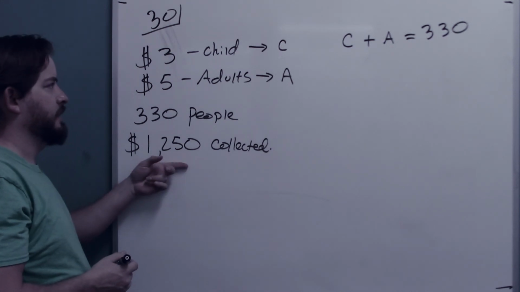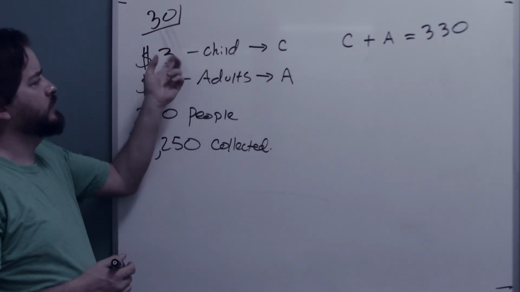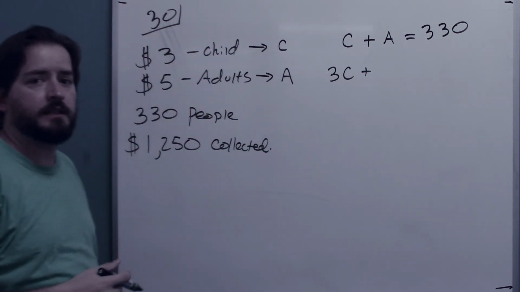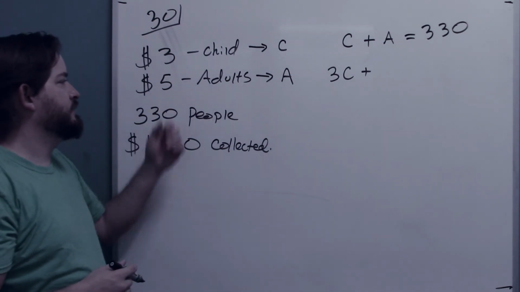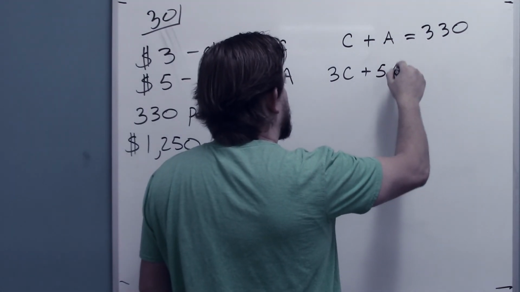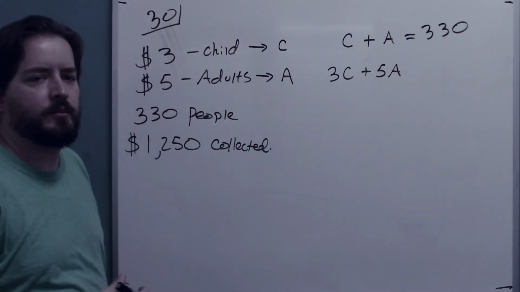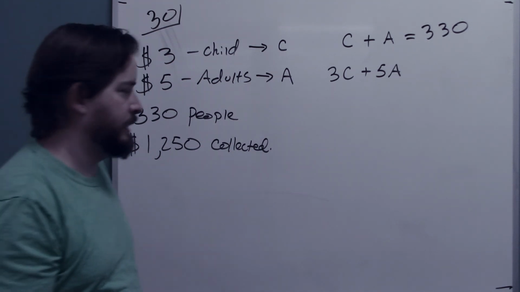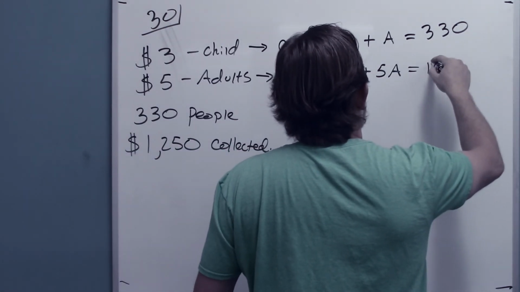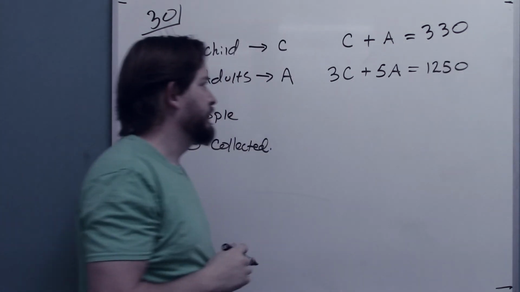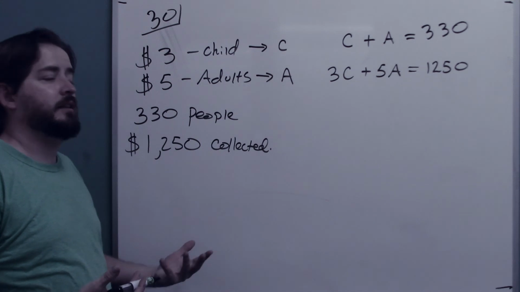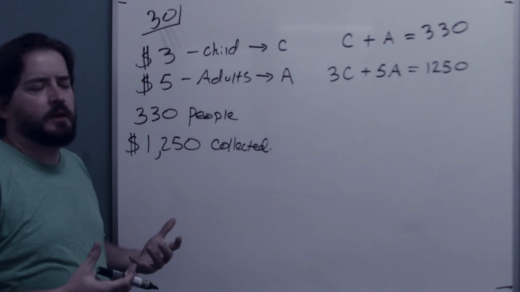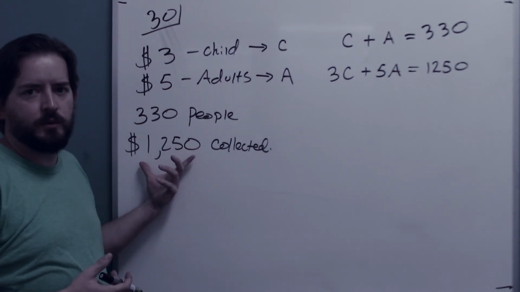The next one is about the money, right? If each child's ticket costs $3, then I get 3 multiplied by C dollars from selling children's tickets that night. If every adult ticket costs $5, then I have 5A is the total amount brought in by the sale of the adult tickets. And if I add those 2 together, it should be the total amount that I sold that day, $1,250. So you can see this is set up so that either substitution works pretty well, or an elimination, right? We're going to get big numbers because we started off with 1250.